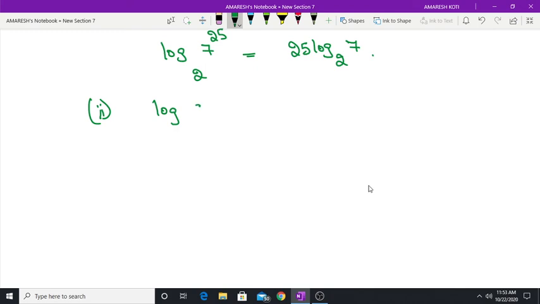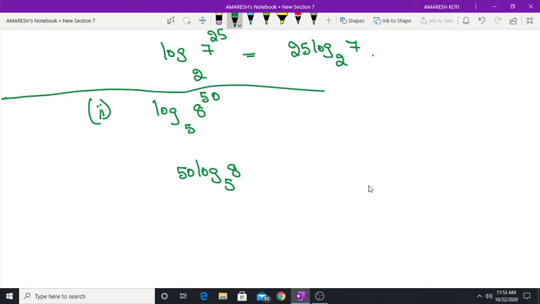Second question. Log 8 power 50 to the base 5. So it can be written as usual. As per formula, we can write it as 50 log 8 to the base 5. Okay. Now do 3 and 4 as homework.